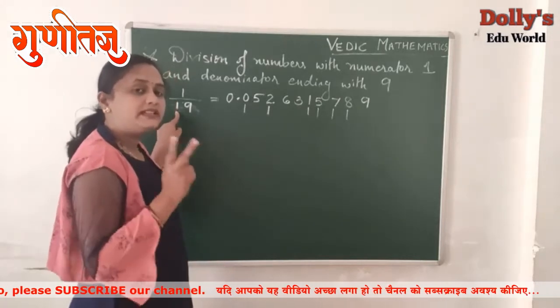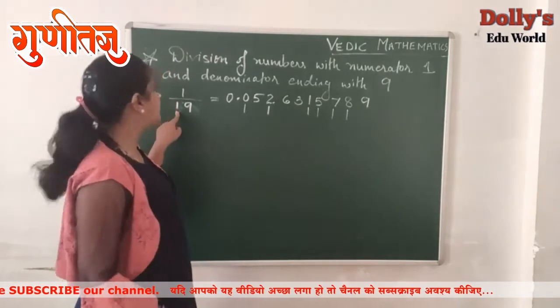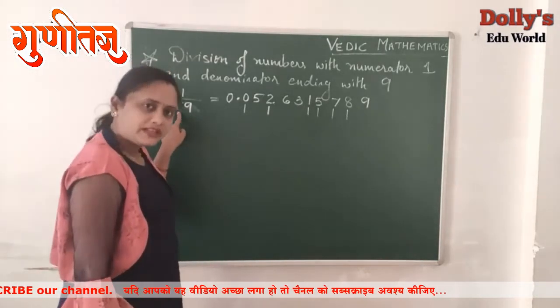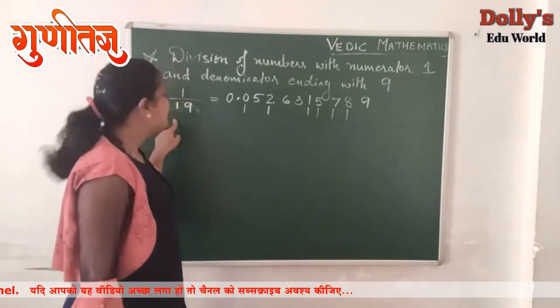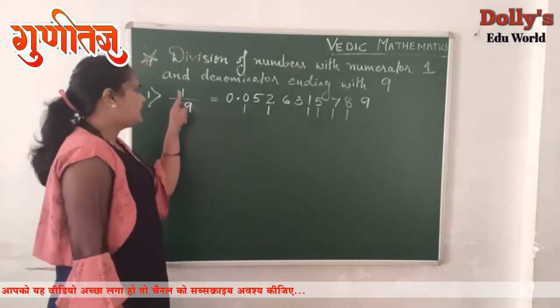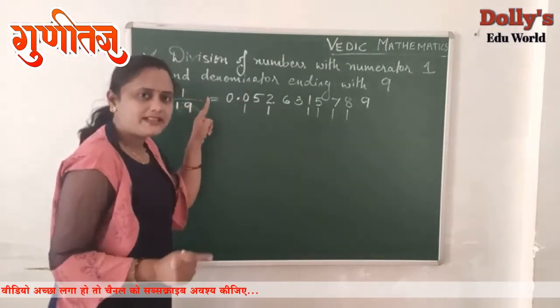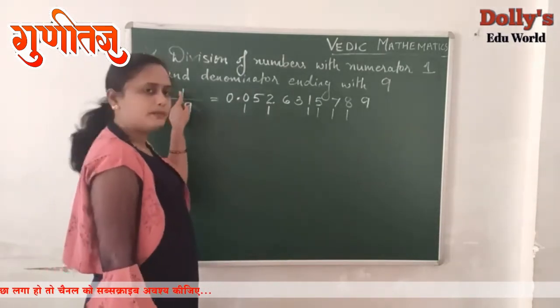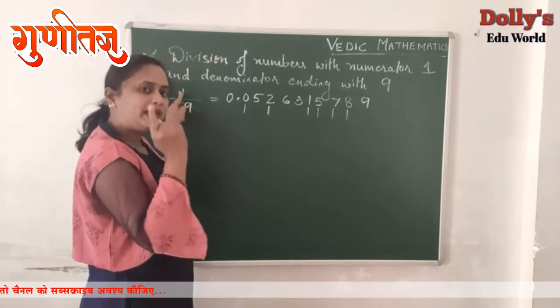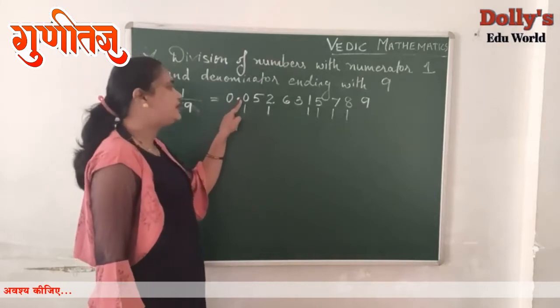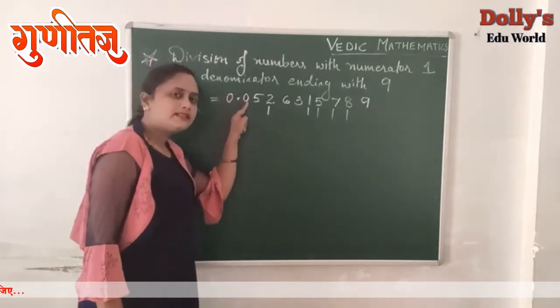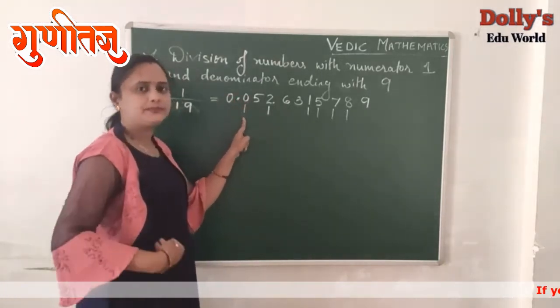So your common divisor will be the next number after this number. Clear? So your common divisor here is 2. Now just see here. First of all, you have to divide by this 2. So 1 divided by 2. Okay, 1 divided by 2, the quotient is 0 and the remainder is 1.